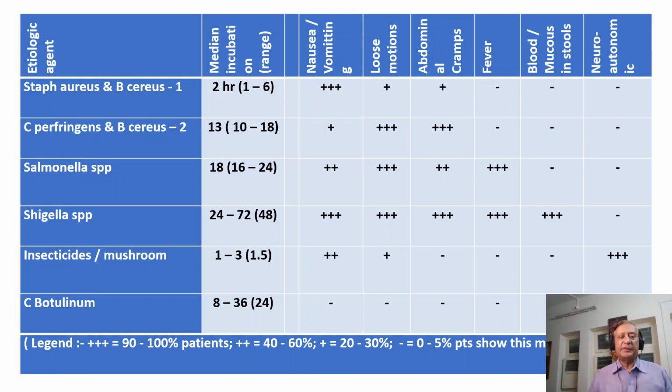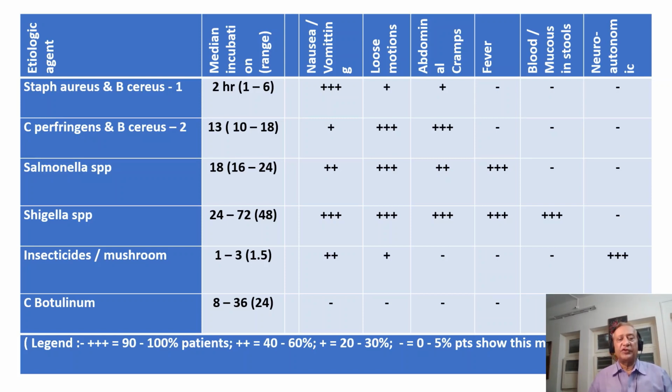Shigella species can sometimes cause food poisoning. They have a median incubation of 48 hours with a range of 24 to 72 hours, and they actually present with all these symptoms. In Shigella type of food poisoning, abdominal cramps are very prominent. Most of the patients will have cramps. They will have blood or mucus in the stools. Fever will be there universally, and also nausea and vomiting will be present.